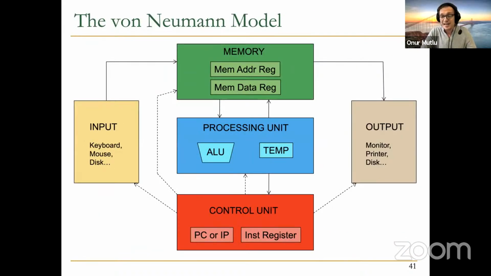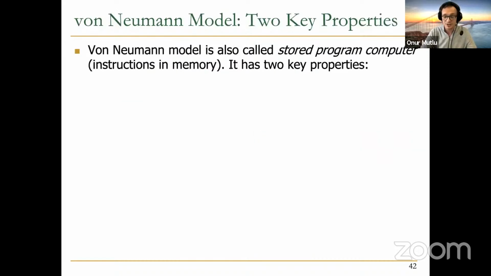Okay, so that almost finishes the von Neumann model. We've covered all of these five components, and defined the programmer visible state also. But I would like to also mention two key properties of the von Neumann model. That's really important, and we're going to come back to it later on, because all of the other models are going to break at least one of these properties.